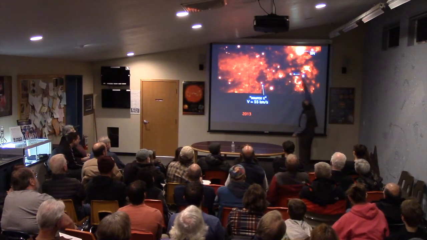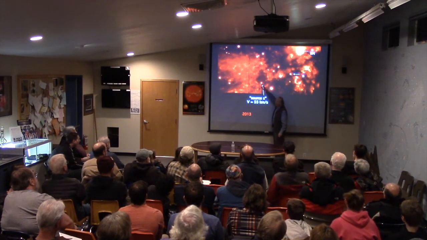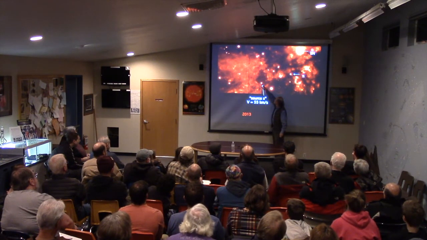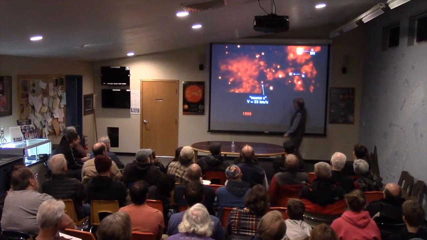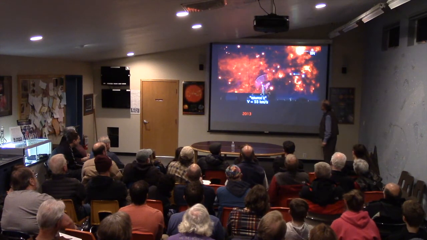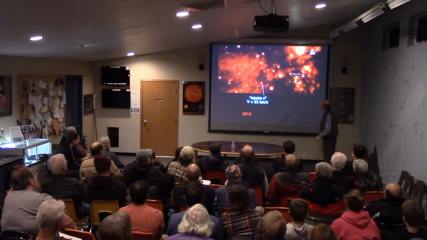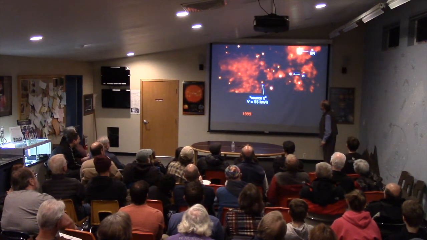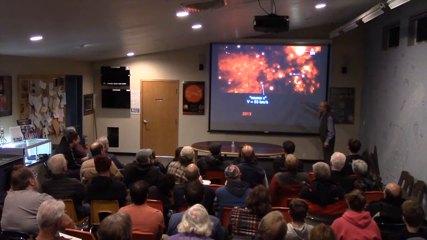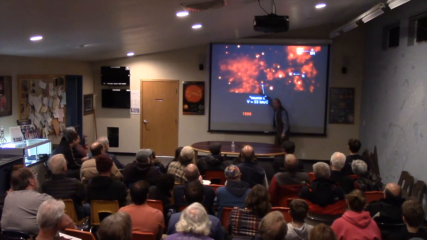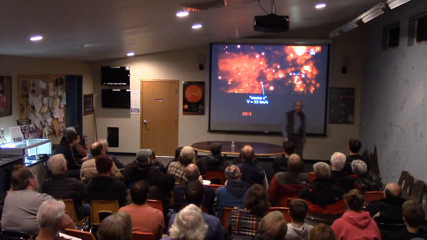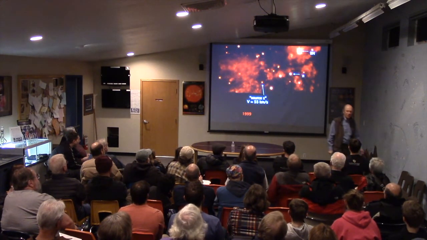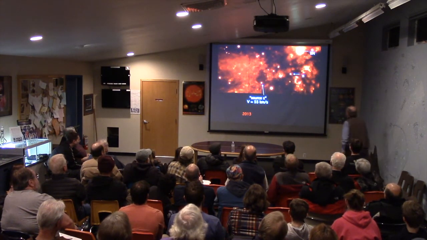There's Becklin-Neugebauer object. Look at this star. Blink. Let's see. Go forward. Back. Not that far. 1999. 2000. Did you see that star move? That's what 55 kilometers per second at Orion looks like. Okay, next.